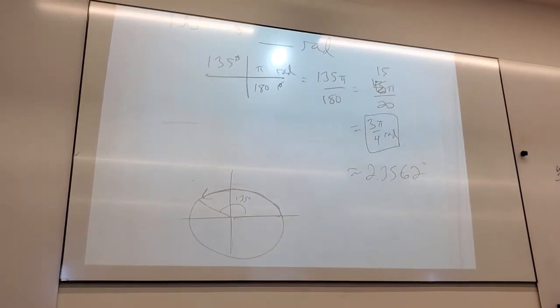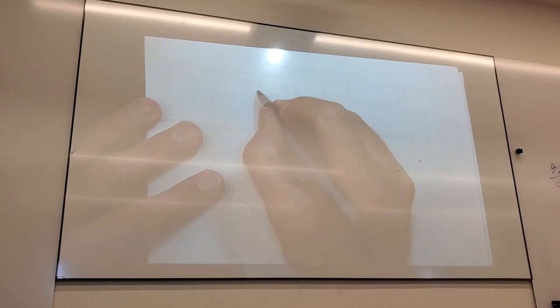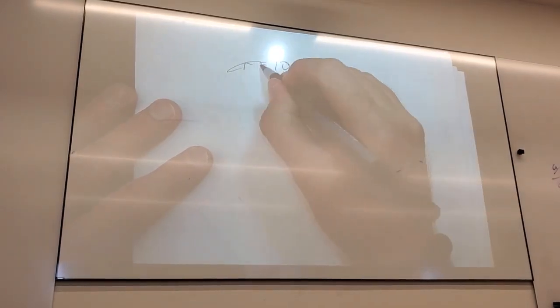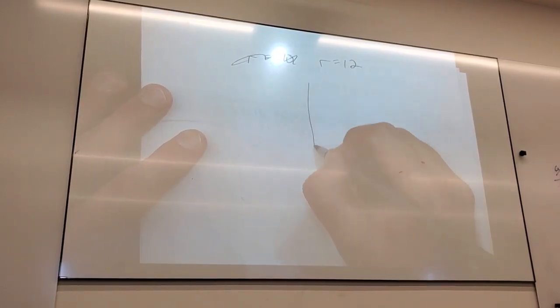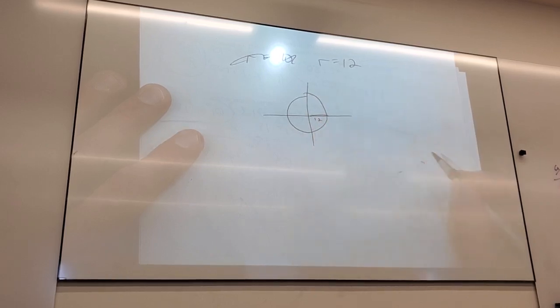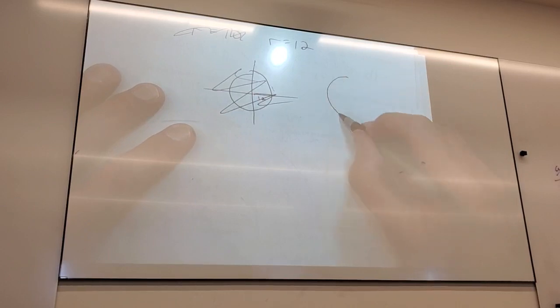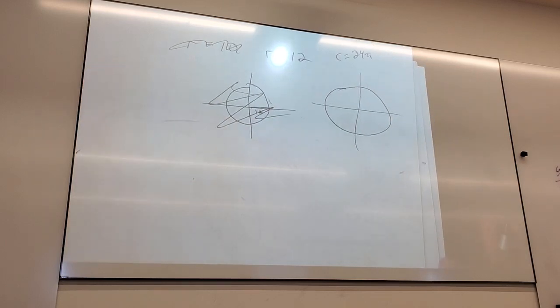Let's do something I've never done before. This will be exciting. I'm going to give you a specific circle. Let's say I have a circle of radius 12. What's the circumference of that circle? 2 pi times 12. Yeah, circumference would be 24 pi. Is that cool? You guys all okay?